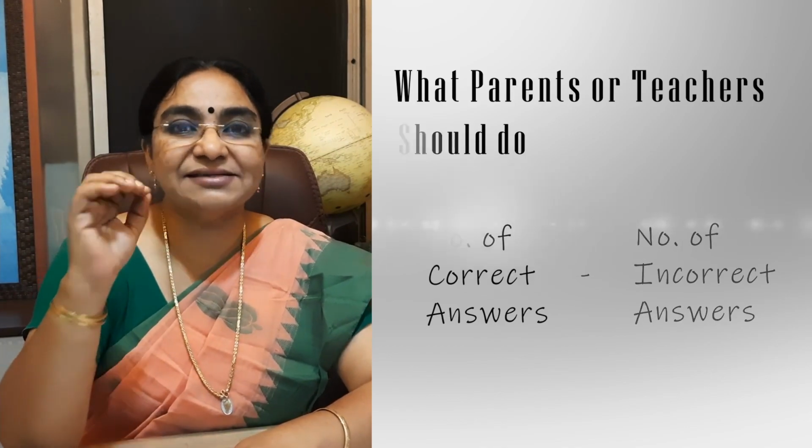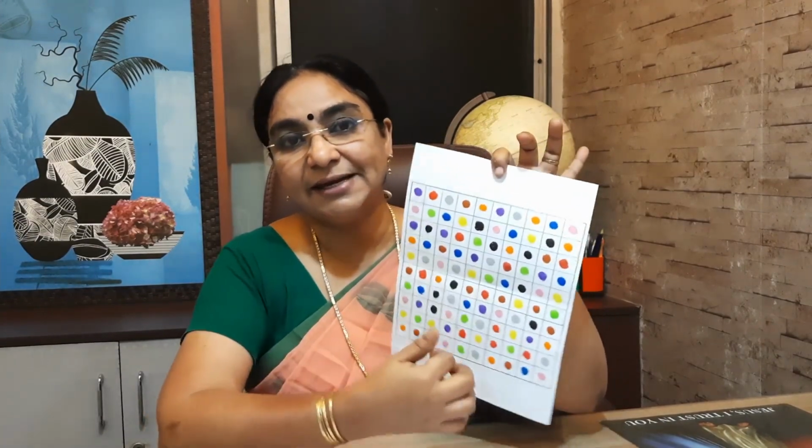Now this is how it is tested. Now you need not do all those things, but still I'm telling. Okay, so there are 100 circles in it. So out of 100, if they are able to do 80% correctly, which means they have adequate attention span.